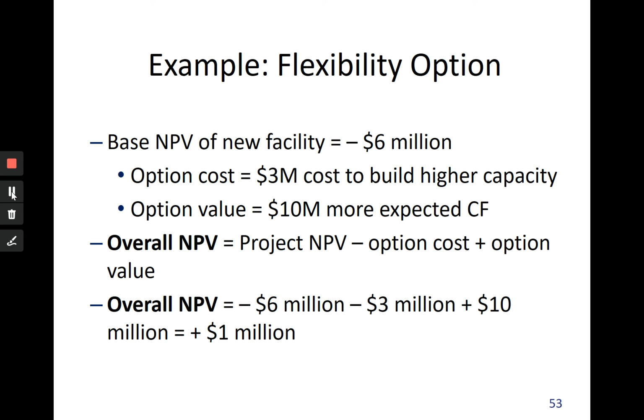Now the overall problem becomes relatively easy. You say the overall net present value equals the project net present value minus option cost plus option value, or in other words, minus 6 minus 3 plus 10, or 1 million. Therefore, a net present value negative project is turned to a net present value positive project after we consider this flexibility option.